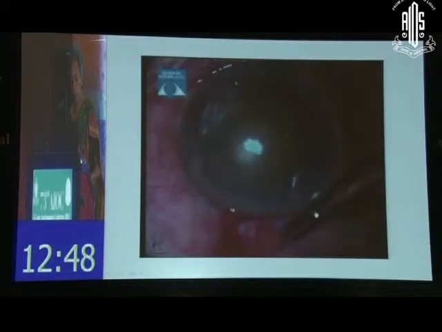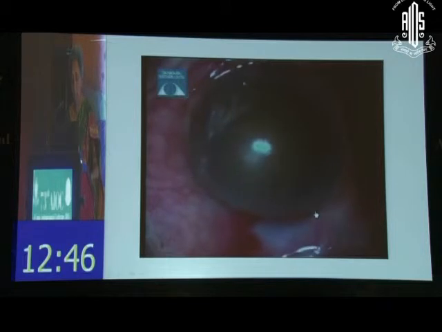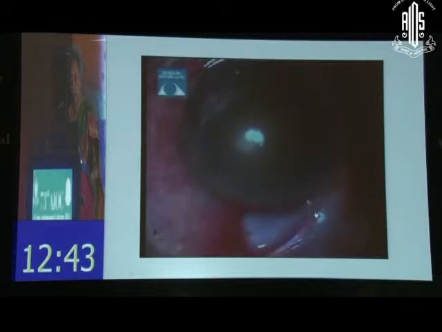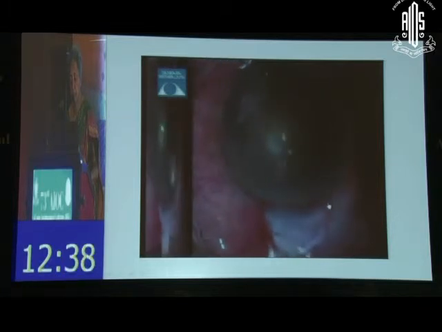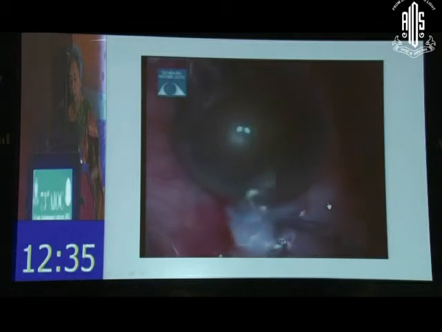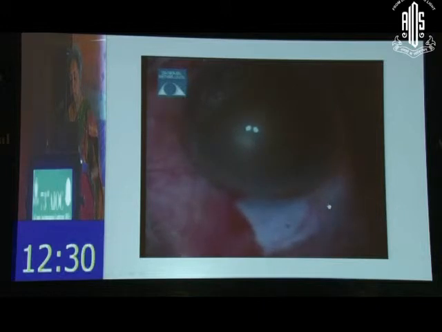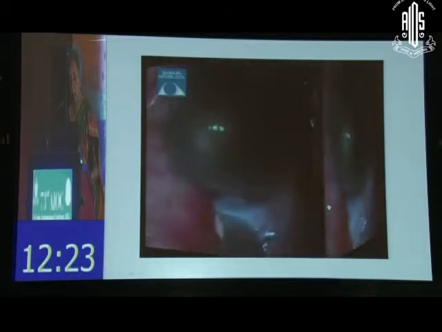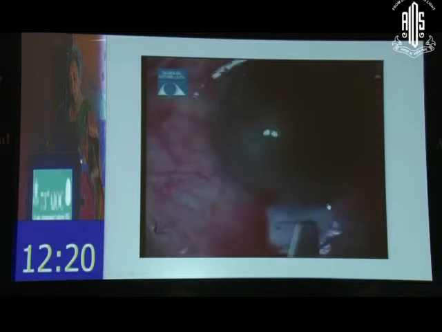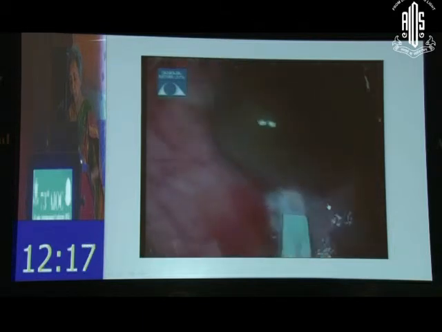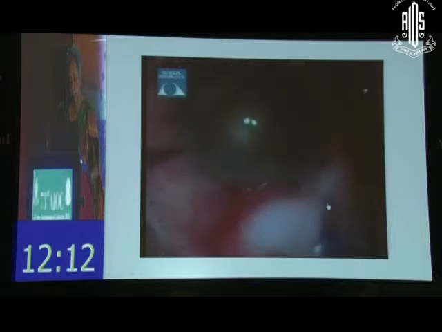A quick video: mitomycin C is being applied, and you see that after thorough irrigation and diathermy application, a scleral incision is made almost 2 to 2.5 millimeters posterior to the limbus. A tunnel is created. The routine cataract surgery.